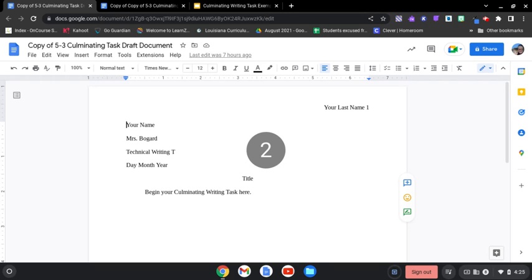Hello, now we're going to work on forming our draft of our essay, our culminating writing task draft. If you will, open up lesson 5.3 and open up the culminating task draft document. It's going to be under your work in that lesson. You're going to have to open the lesson itself, not just expand it on the list.